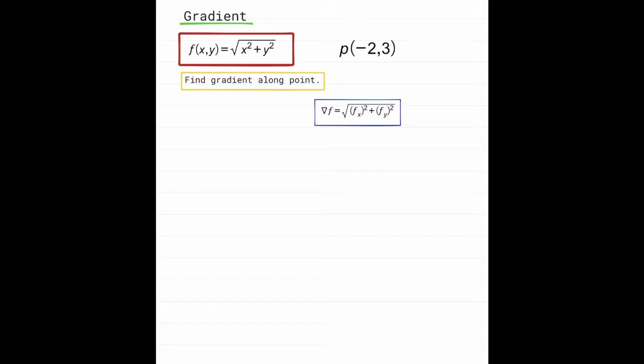The formula that we're going to use is what's highlighted in the blue rectangle, which is the square root of partial x squared plus partial y squared. This value will be a scalar value, not a vector. So our gradient will be a magnitude, and it gives us the shortest distance of a multivariable function from the origin. Anyways, without further ado, step one.